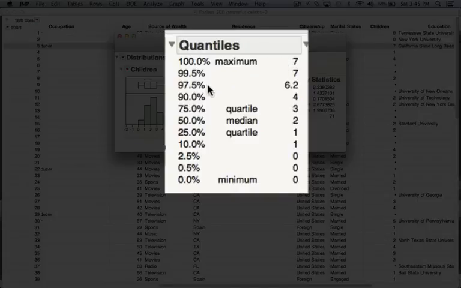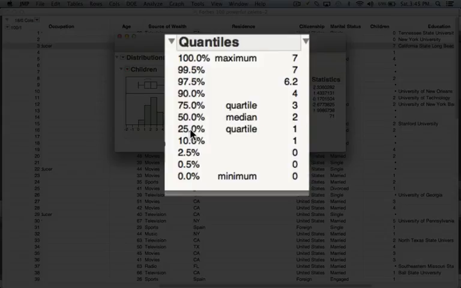So what exactly do these quantiles mean? Let's start with the 25th quantile. That means that 25% of the data falls below the value, which happens to be 1, and 75% of the data is above the value of 1. And with the 90% quantile, that means that 90% of the data is below this value of 4, and only 10% of the data is above.